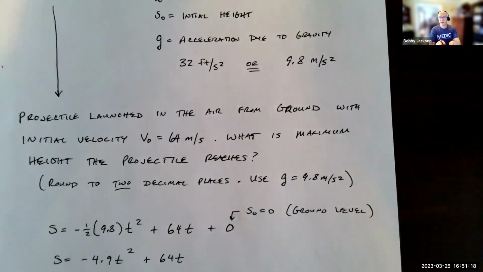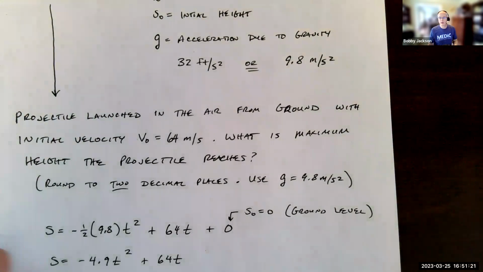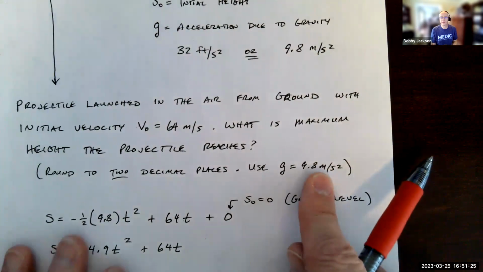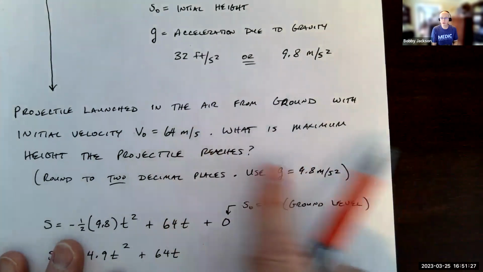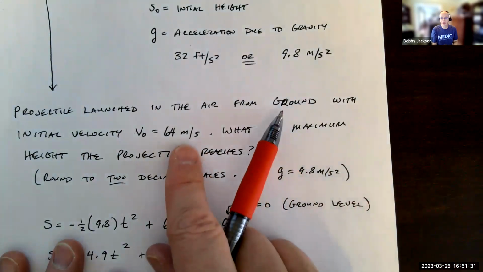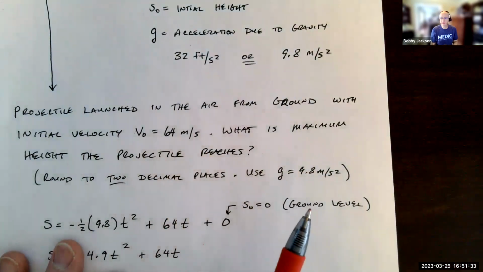Make sure you read carefully the directions there. And then we are going to use G equals 9.8 meters per second squared. So that tells you everything will be in meters for the distance or length units, for the height units, and the time is in seconds.